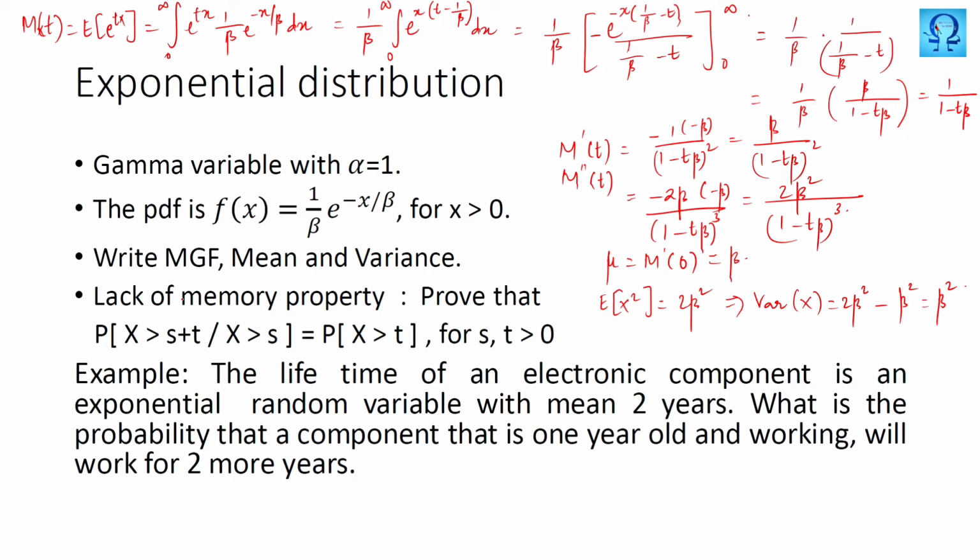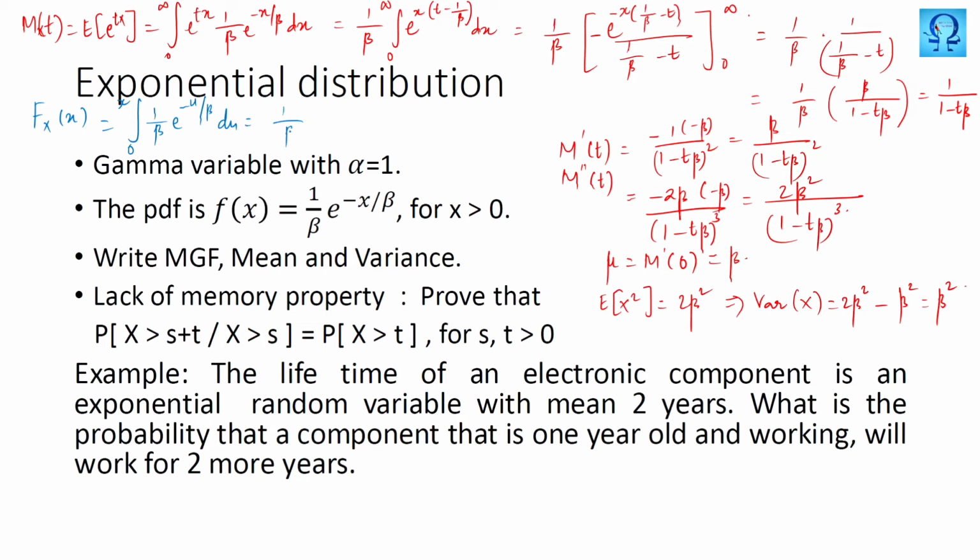And for this exponential distribution, we can prove the lack of memory property as well. How are we going to do it? We just try to find out the distribution function F of x. It is, from 0 to x, isn't it? 1 upon beta, e to the power minus u upon beta, du.